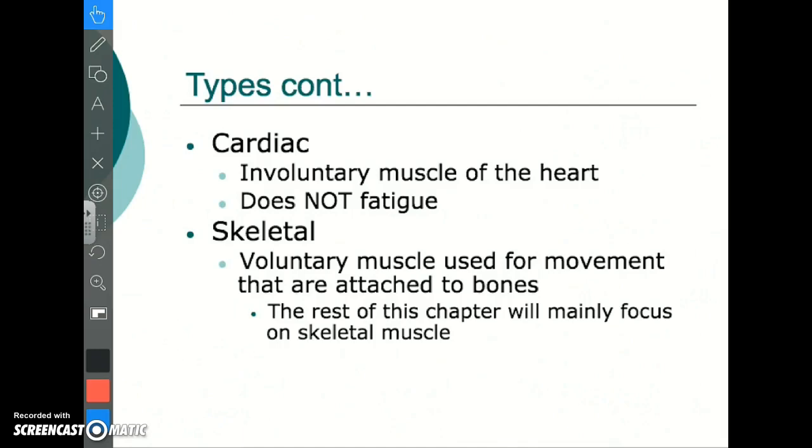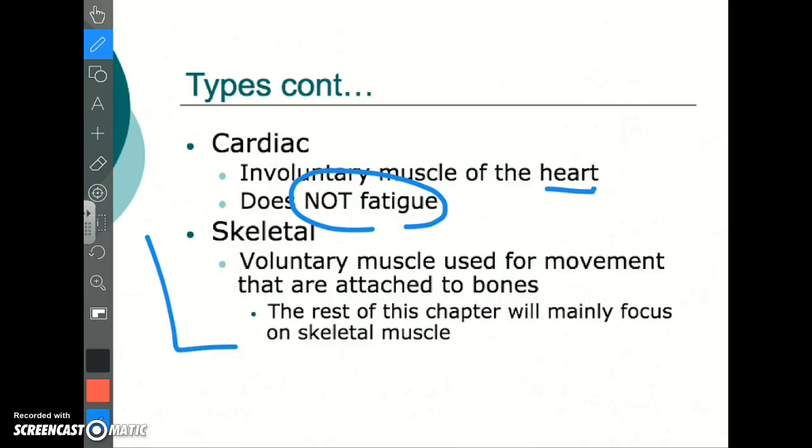The last of the muscles that we're really going to talk about, the only difference before we get into the main muscle in this unit, which is skeletal, is that of the cardiac. Cardiac muscle, obviously, is in the heart. It is involuntary. You do not control it. And again, another big thing, it does not fatigue. We do not want our heart to take a 5-minute break either.